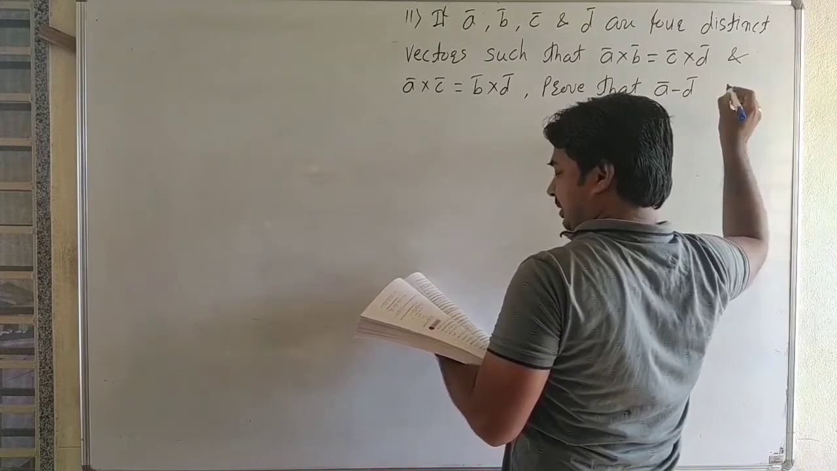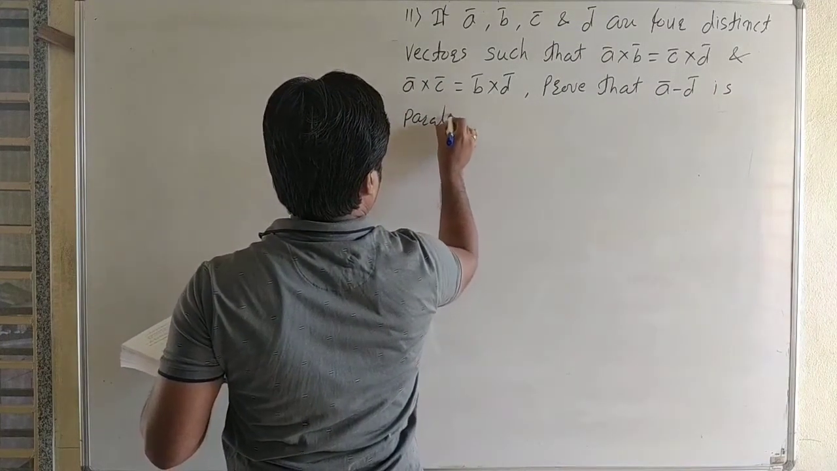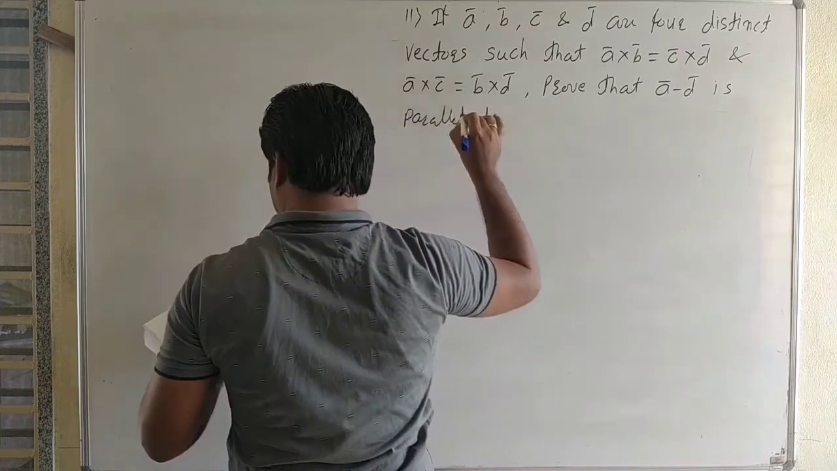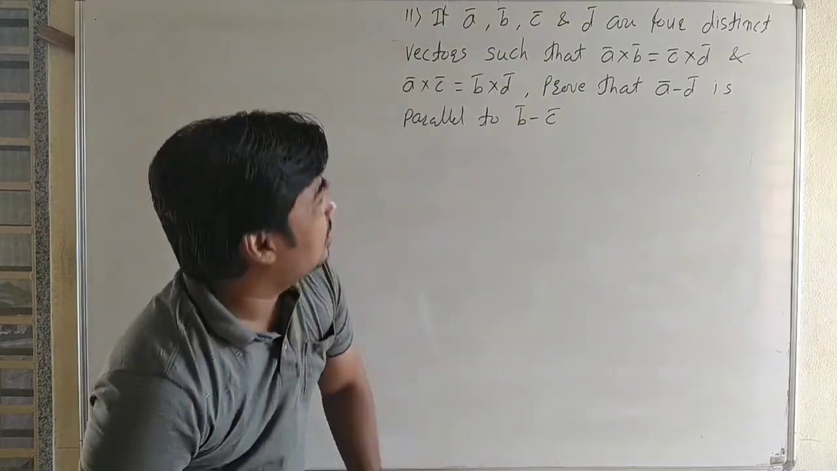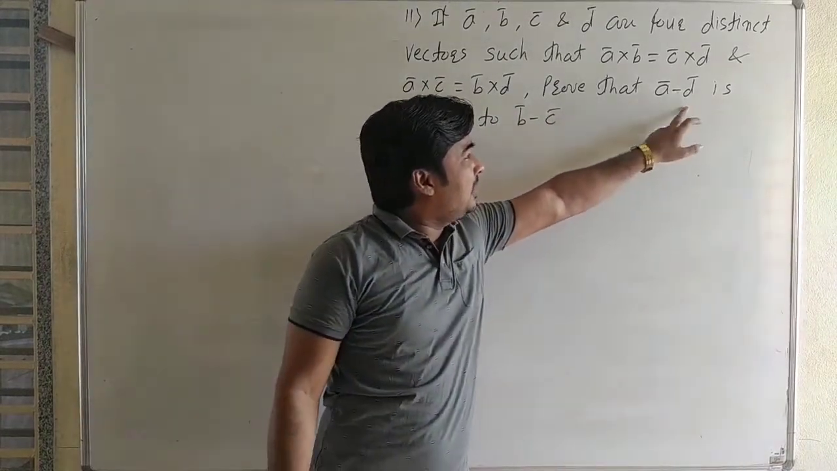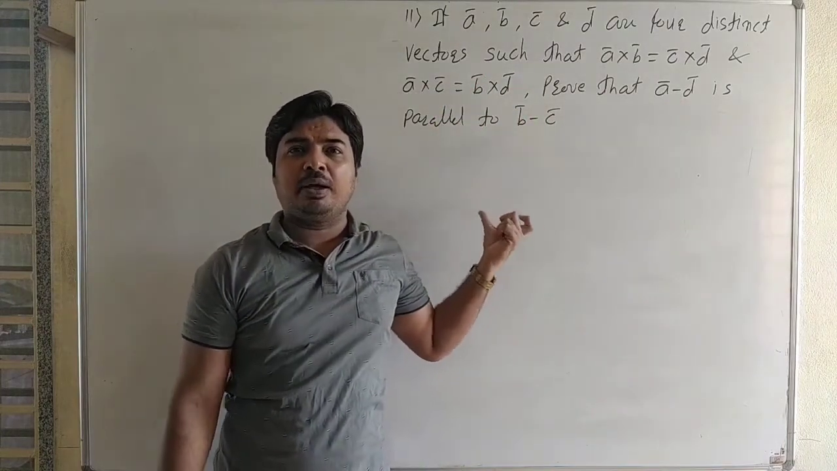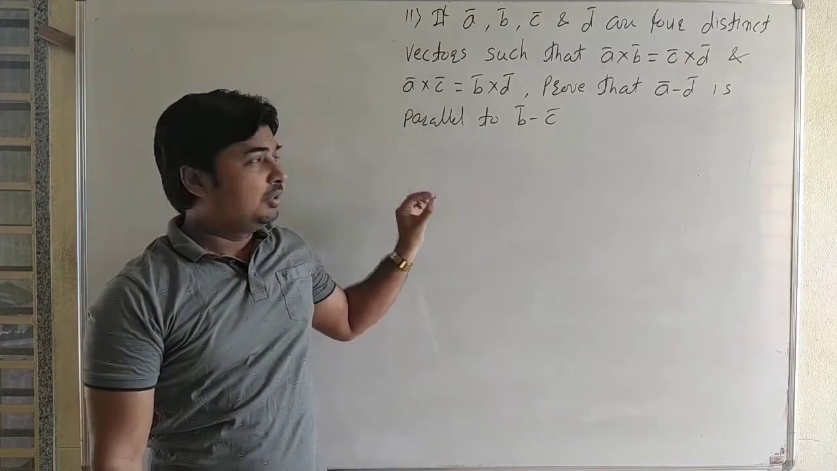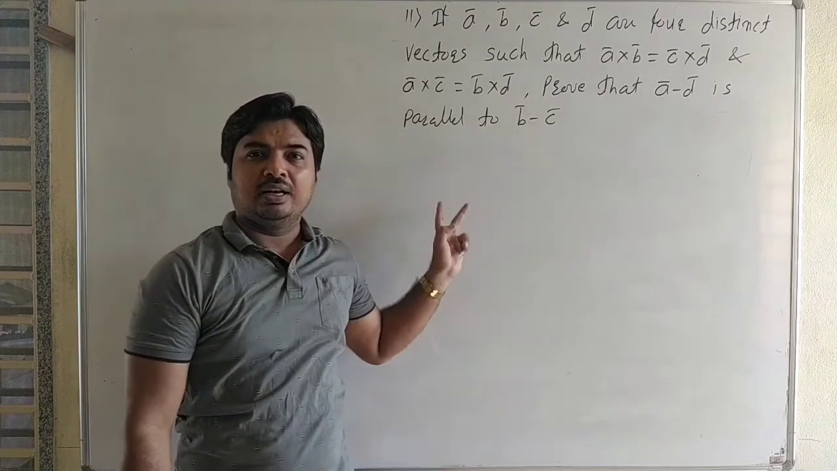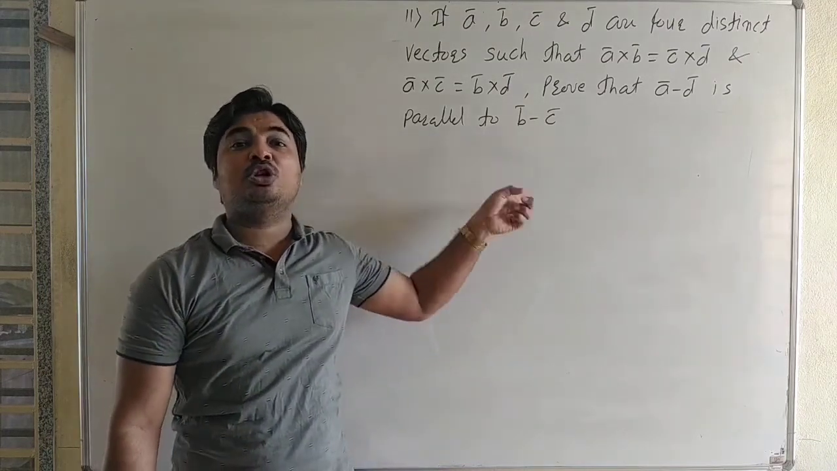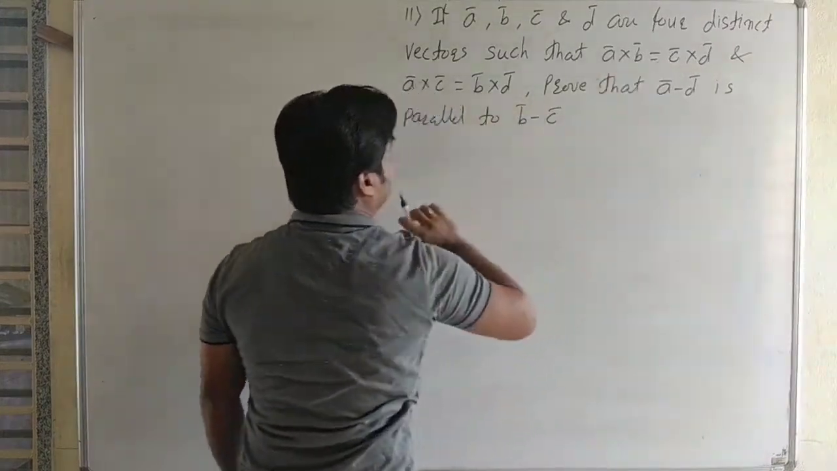Vector a bar minus d bar is parallel to b bar minus c bar. Here we want to prove that the vectors a bar minus d bar and b bar minus c bar are parallel. For two vectors to be parallel, there are two conditions. If two vectors are parallel, then one vector is a scalar multiple of the other. And if two vectors are parallel, then their cross product is 0. Here we take the cross product condition because the cross product condition is given.